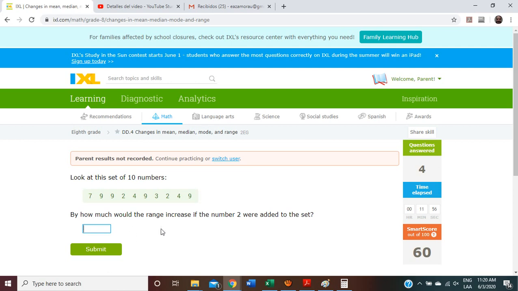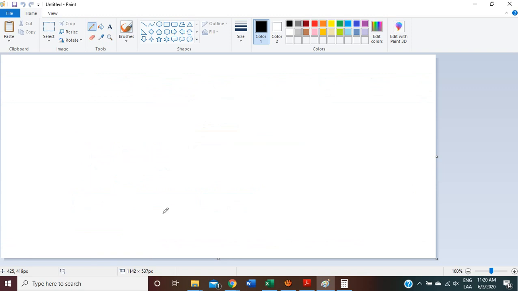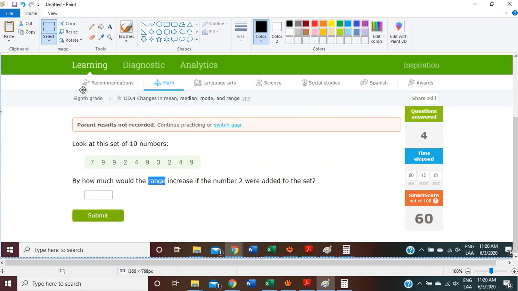How much would the range change? Again, we need to get the new range. Okay, so let me get a new paint file. So the current range is from 2. 2 is our lowest number and 9 is our highest number. So from 2 to 9, we have a range of 7, right? This is our current range.